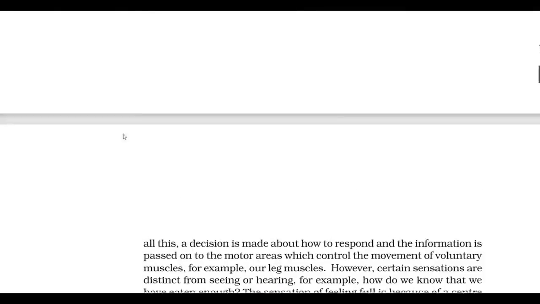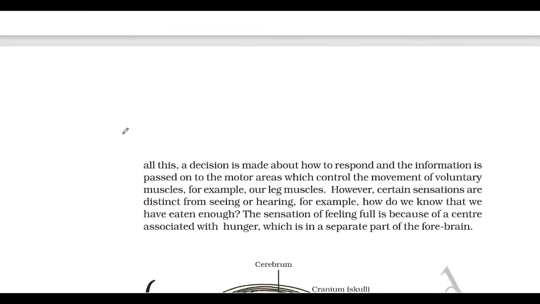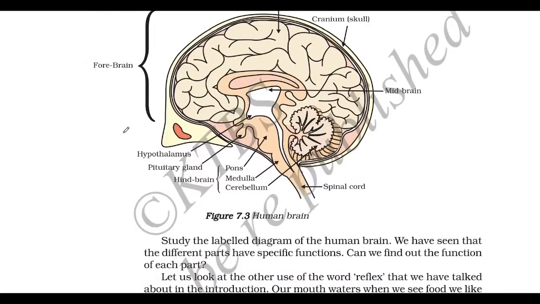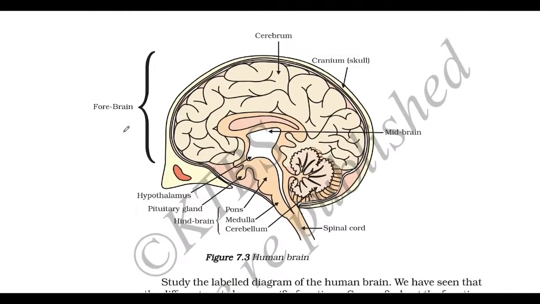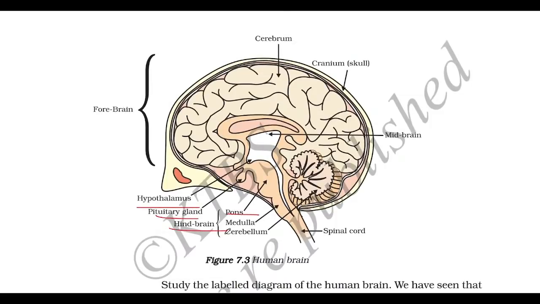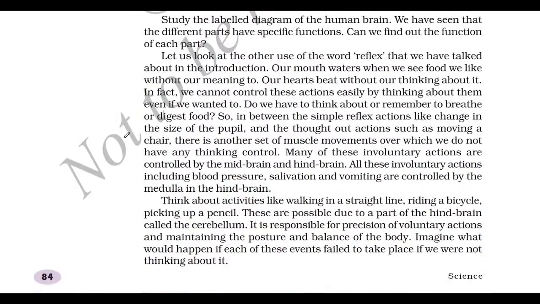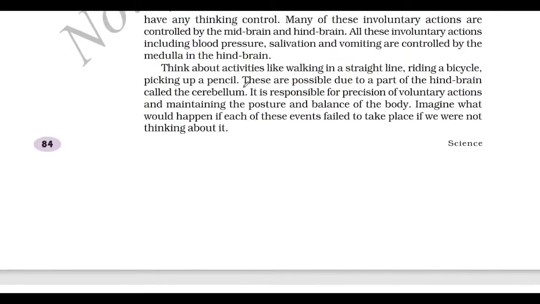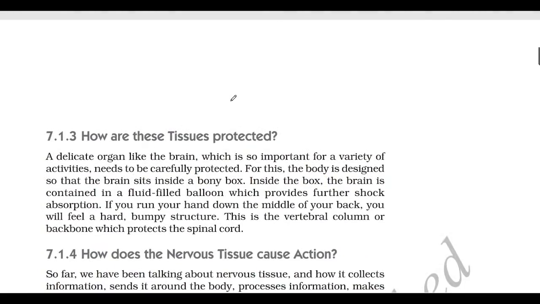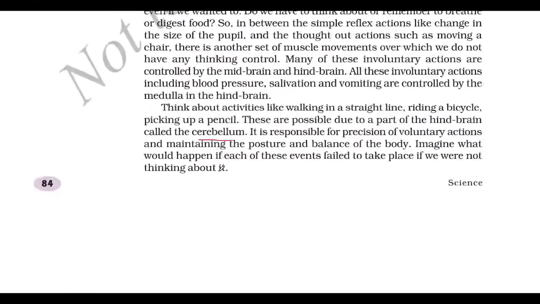Human brain, very important, 4 marks. Diagram, and also you should know the difference between reflex action and voluntary action, and the functions of all the individual parts. Which part maintains the balance of the body? You should know about each and every part.